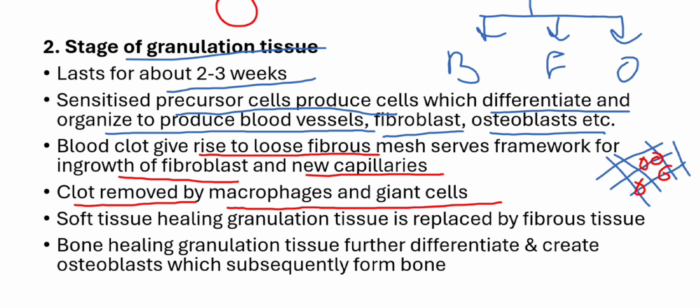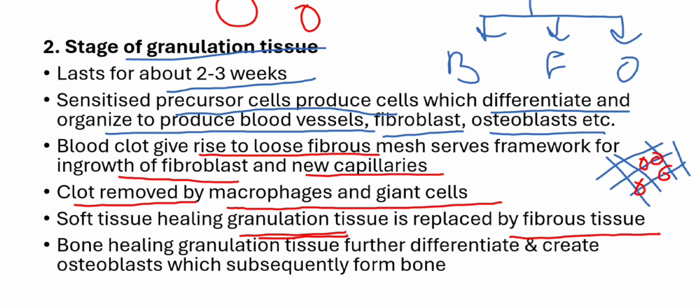So the macrophages and giant cells remove the blood clot. Soft tissue healing: granulation tissue is replaced by fibrous tissue. So in soft tissue healing, the granulation tissue which is present is replaced by the fibrous tissue.